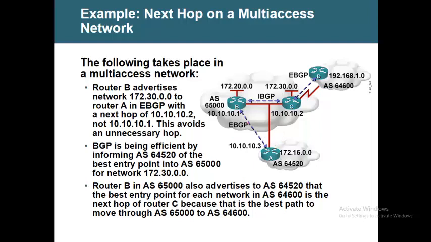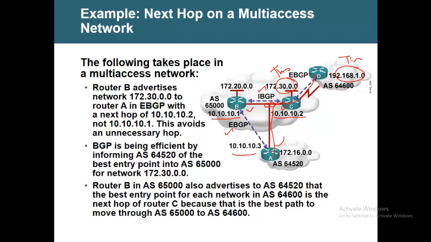whenever you have this type of topology where A, B, and C are in the same subnet, you see a layer 2 switch here: 10.10.10.1, 10.10.10.2, 10.10.10.3. A can reach this network and this network directly via C, even though C is not a neighbor with A. C is neighbor with B and B is neighbor with A. EBGP with A, IBGP with C.